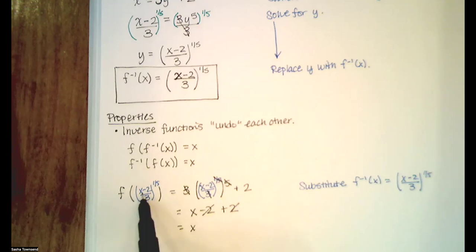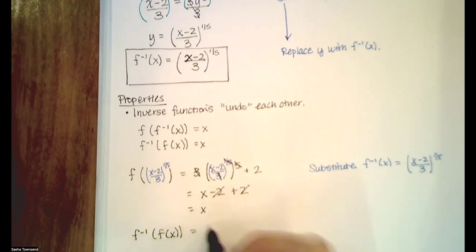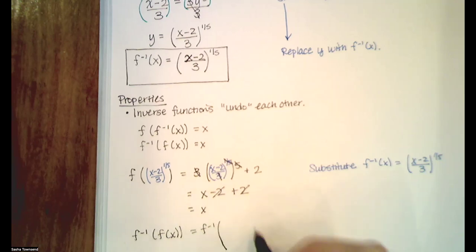So we see that f of f inverse is x, and f inverse of f of x is f inverse evaluated at f of x.